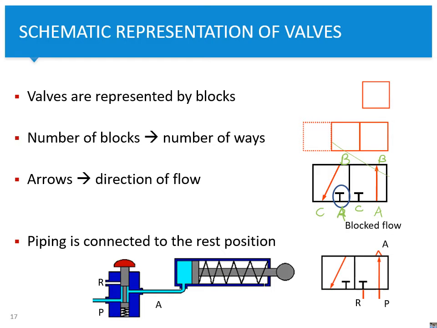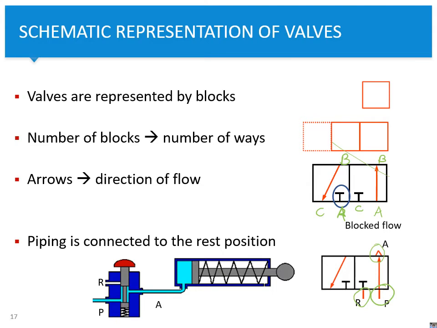This is how I have to draw it. There's an ingoing hose over here, and there one as well. That one is blocked in rest, and this one will flow to the hose A, so to the cylinder. So this is how we actually draw these schematic valves. So are we there yet?